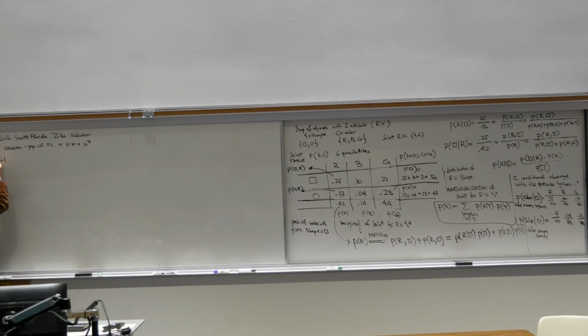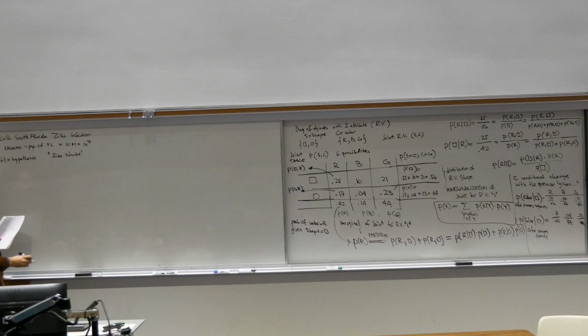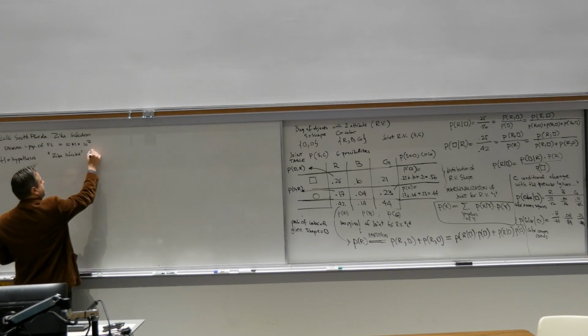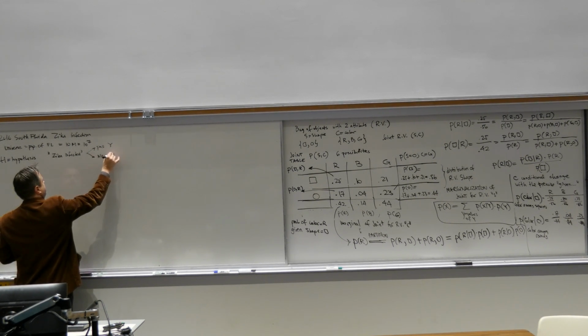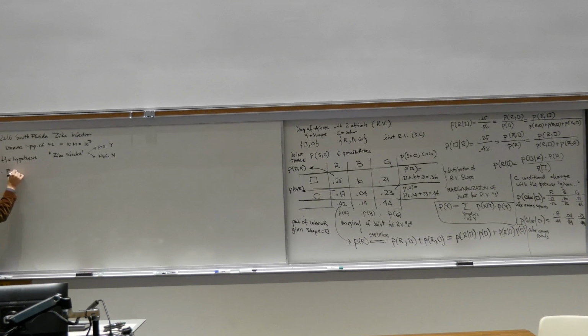H is a random variable. It's called hypothesis. That means has Zika infection. So it has two possibilities, this H. It's either positive, or yes, and negative, no. Another random variable is E, which we call evidence, which is from a blood test.